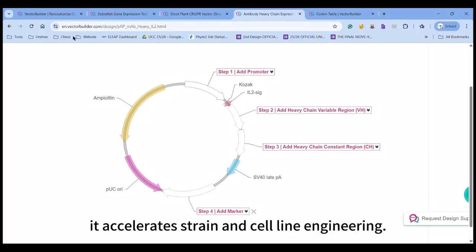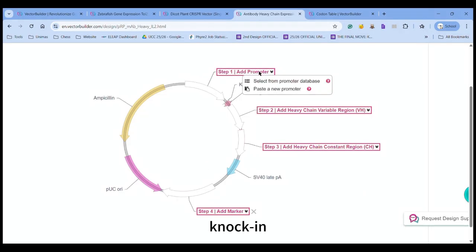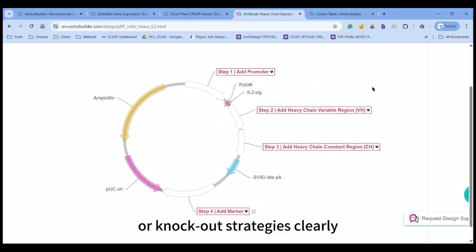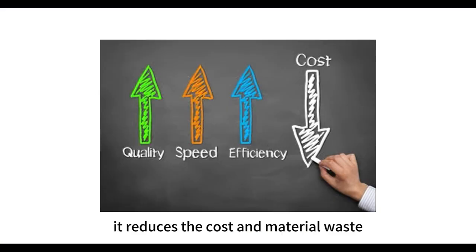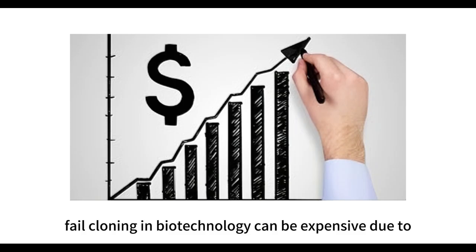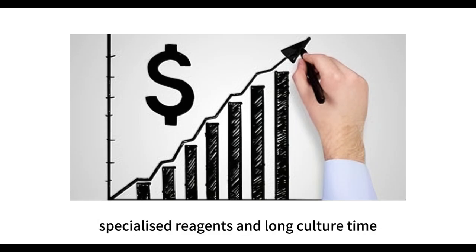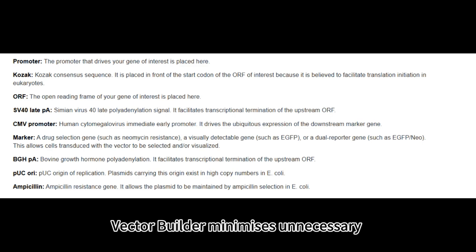Furthermore, it accelerates strain and cell line engineering. Vector Builder allows researchers to plan gene insertions, knock-in or knock-out strategies clearly. Thus, it reduces development time for production strains. In addition, it reduces the cost and material waste. Failed cloning in biotechnology can be expensive due to specialized reagents and long culture times. By simulating constructs in advance, Vector Builder minimizes unnecessary experimental repeats.